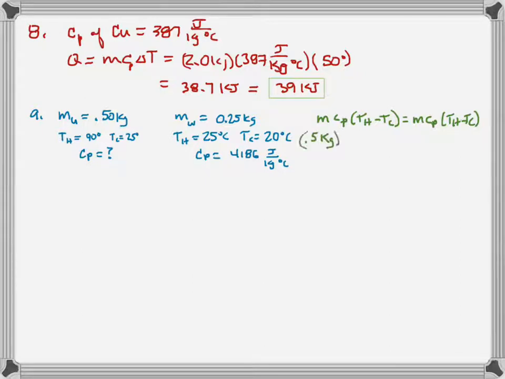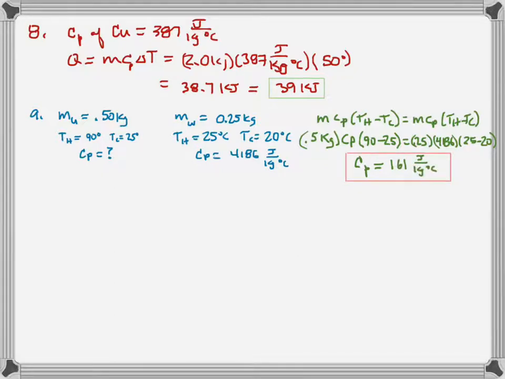So we got 0.5 kilograms of the metal times C sub P, which we're looking for, times 90 minus 25, because the thing starts hot and cools off. And then the water is going to be 0.25 kilograms times 4186. That's the C sub P for water. And then the water is going to warm up to 25 degrees, so we say 25 minus 20 is your T sub C. So now I solve for C sub P, and I'm going to get 161 joules per kilogram degrees Celsius. Okay, number 10.